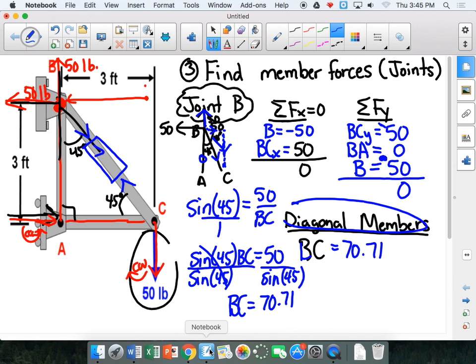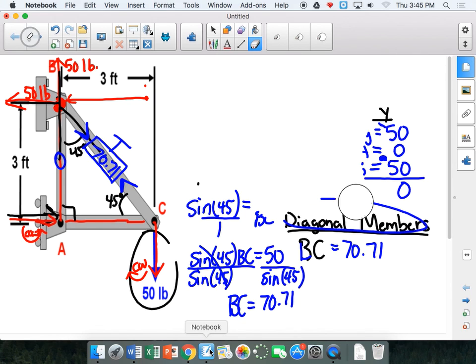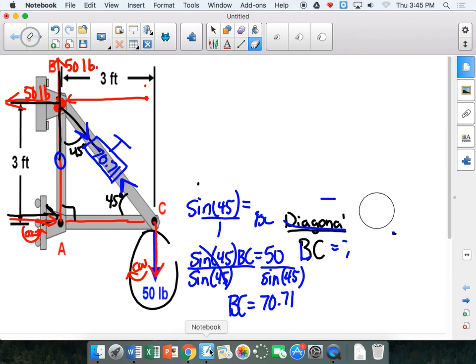So right in here, this is 70.71. Because those are pointing away from the joints and toward the number, that is in tension. So that member is in tension. Remember, we already found this one is 0. So the only one that we need to find still is CA. So we'll take a look at joint C and see if we can find CA. So we're still on step 3. We're just going to do joint C.